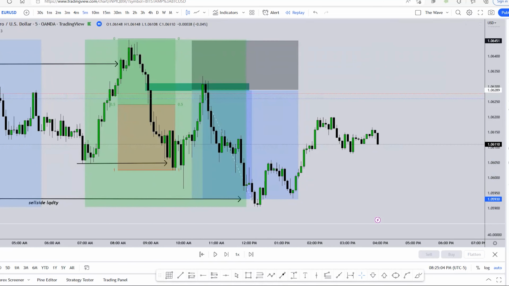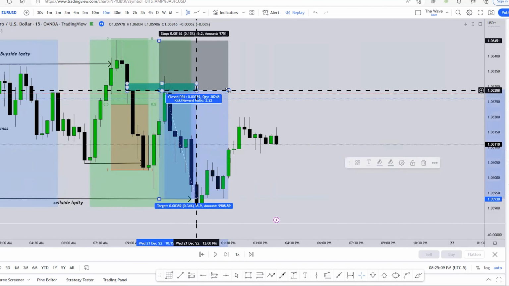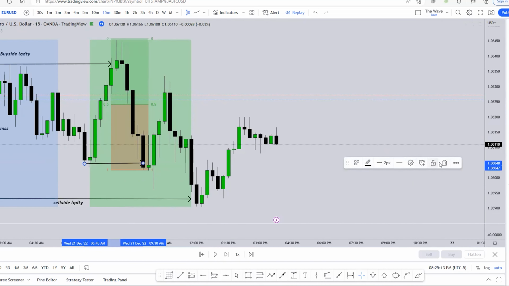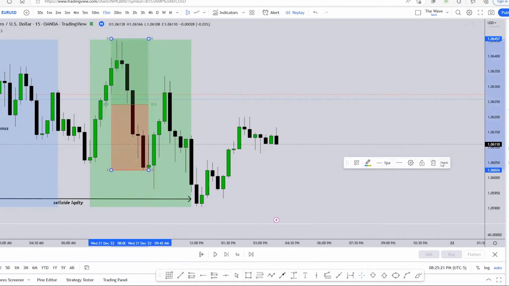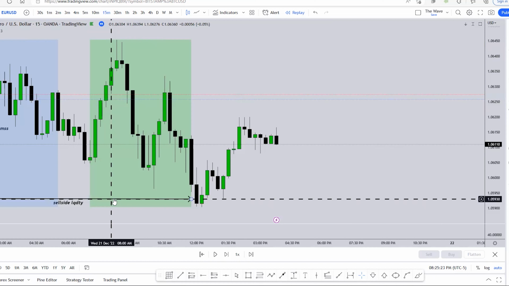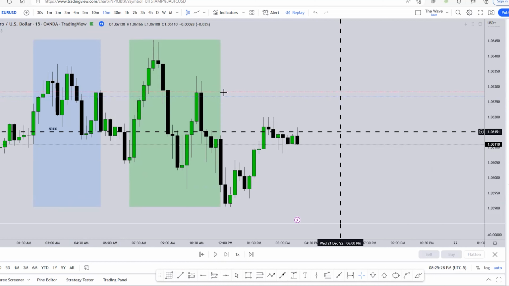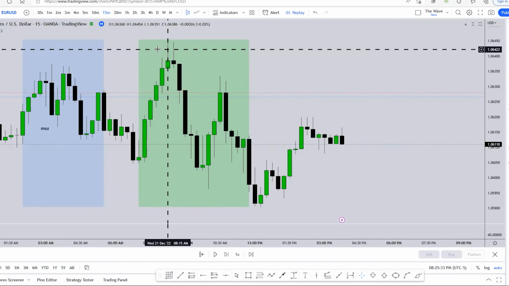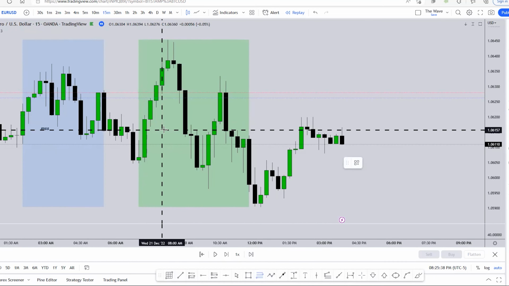Now, also using the 15-minute, you could also use your optimal trade entry technique. Clear this out.